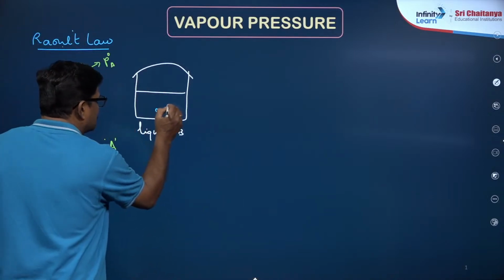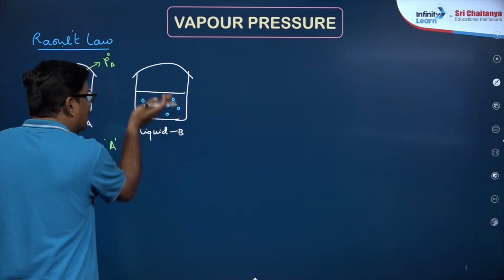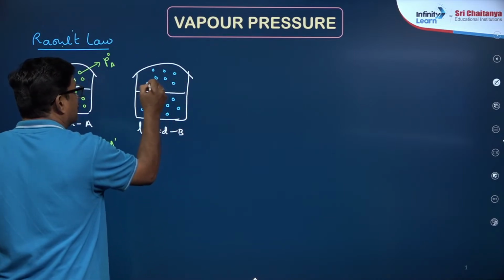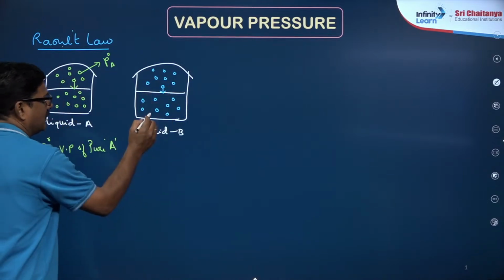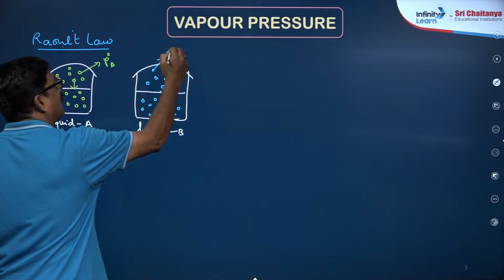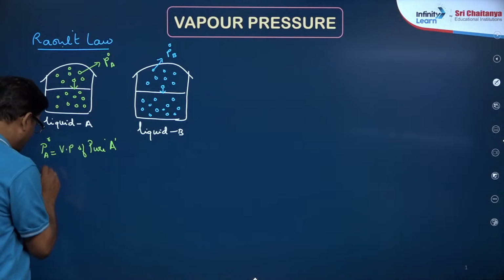Liquid B, I just want to use liquid B as a blue color. So this liquid B again evaporates. So there are the vapors of liquid B. This liquid B causes pressure on it. Okay, so that is going to be the vapor pressure of pure liquid B. Understood? Vapor pressure of pure liquid B.